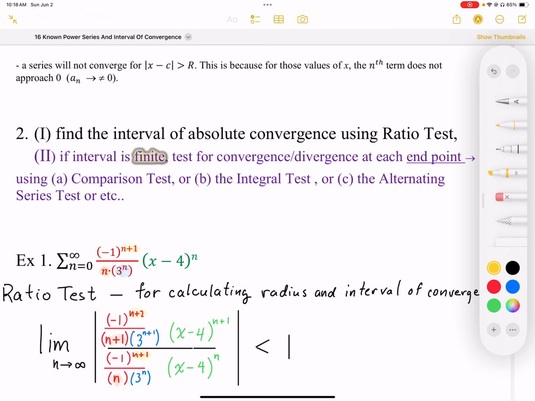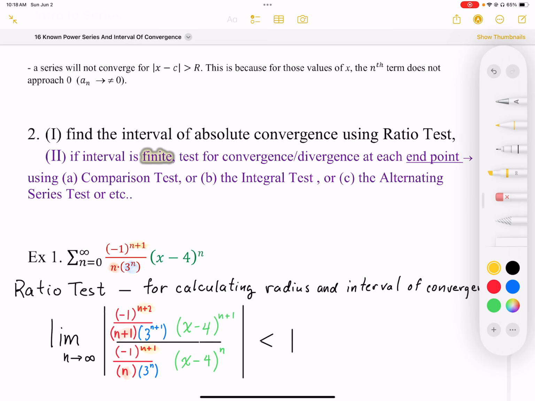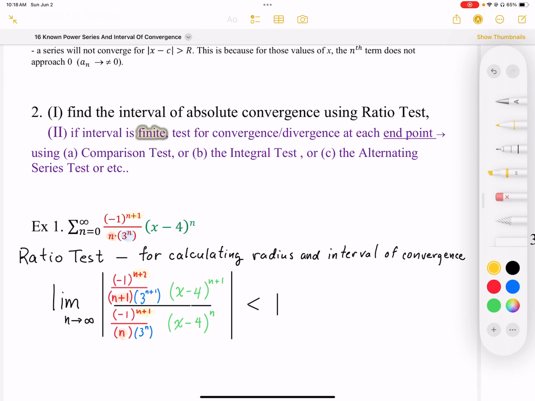If the interval is infinite, we can just say that the domain of this infinite power series is all real numbers.